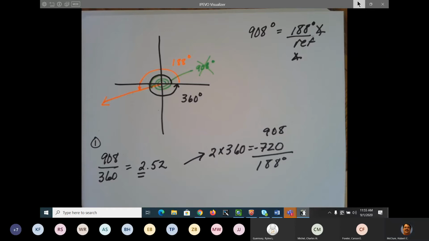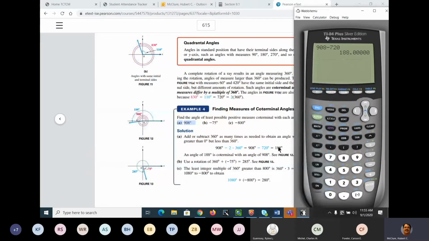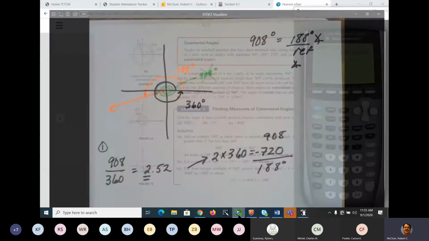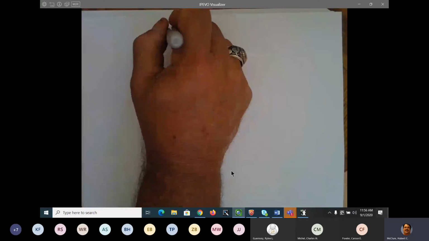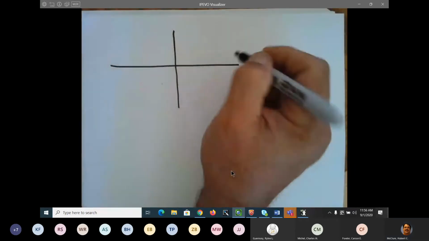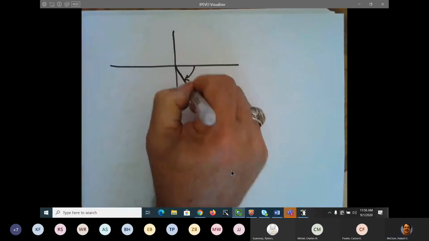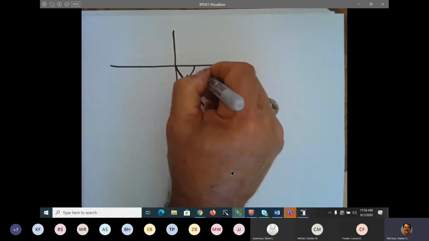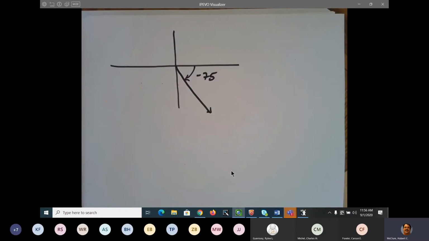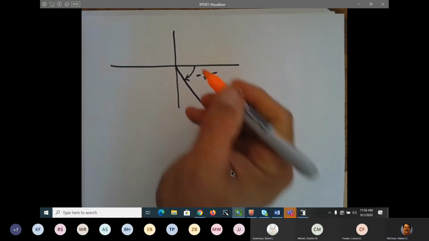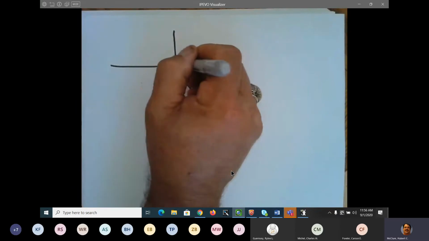It says, okay, let's see if we got that right. 188 degrees, look at there. All right, now negative 75 degrees. Negative 75 degrees is actually, in the real world, turned the correct way, but we're not going there. Negative 75 degrees is right here. Now that's not hard because they want you to find this angle.